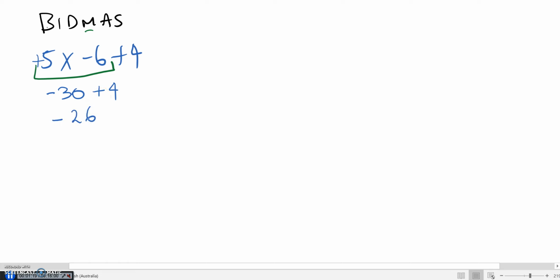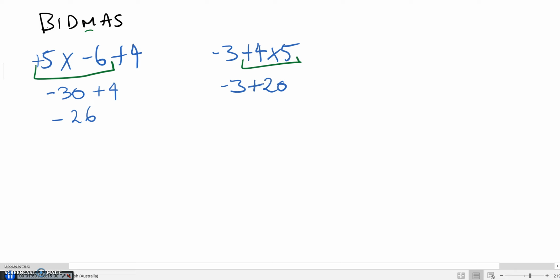Alright, one more example that's really similar is -3 plus 4 times 5. Same deal, no brackets, no indices, no division. There is some multiplication, so we need to do that section first this time. You can see on this side the multiplication was on the left, this time it's on the right. So 4 times 5 is 20, a positive and a positive, so make sure that is a positive.